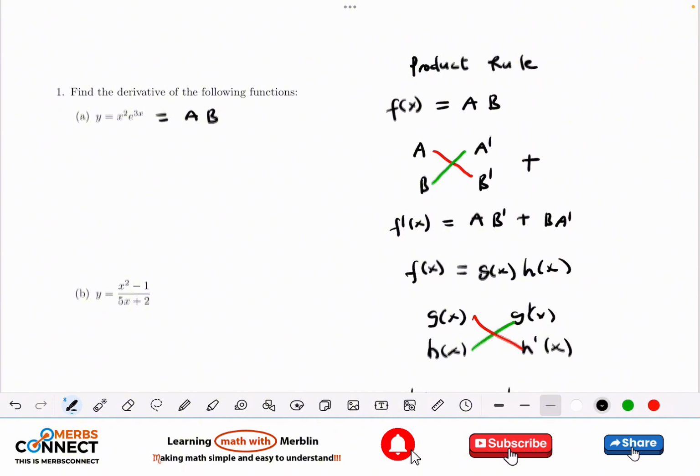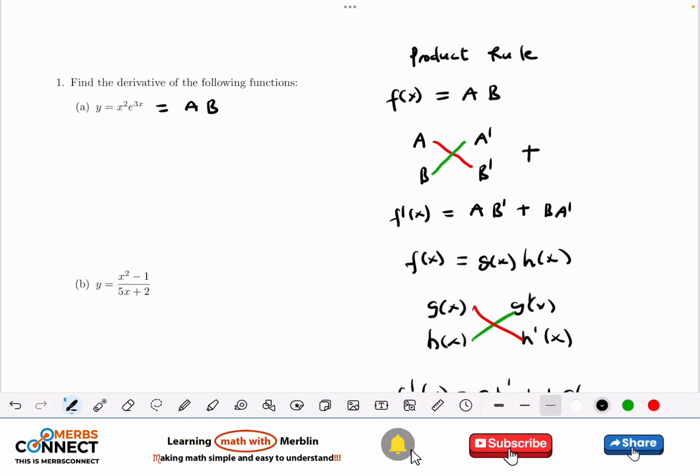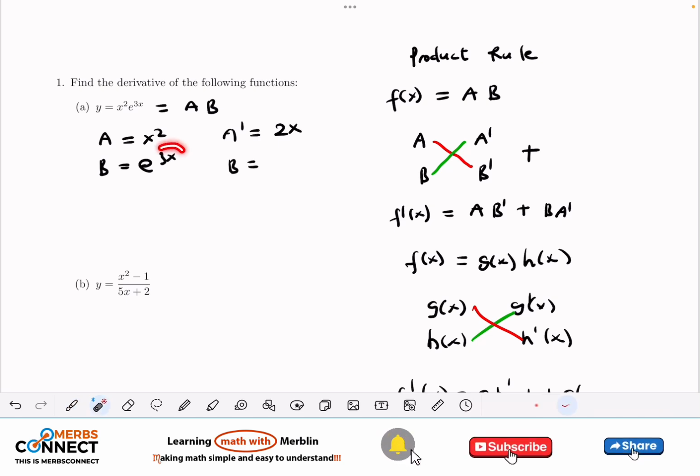So what I'm going to do here is, my A is x squared and my B is e to the power 3x. From what we just learned, we need A prime and we need B prime. So what is A prime? When I differentiate x squared, I get 2x. When I differentiate e to the power 3x, since this one is linear, I will just drop the 3 and then maintain the function.